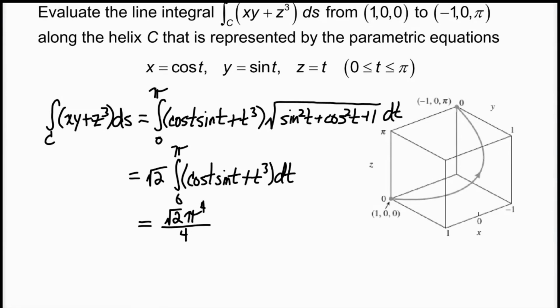Okay, so here's what you should have come up with for this. You can see that the first thing I did was convert everything in terms of t. My arc length, my ds, became the square root of sine squared plus cosine squared plus 1, which simplifies down really nicely to the square root of 2. The rest of this integral is fairly straightforward to solve. There's a little substitution that goes on in there, but it's pretty easy to solve and get an exact solution. So we end up with square root of 2 pi to the 4th over 4.